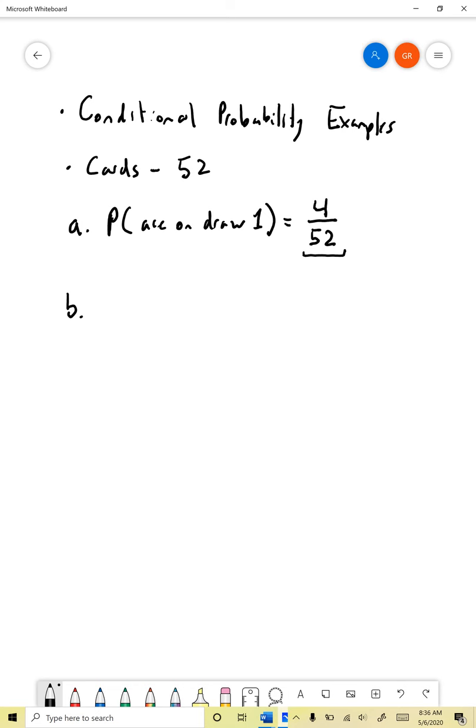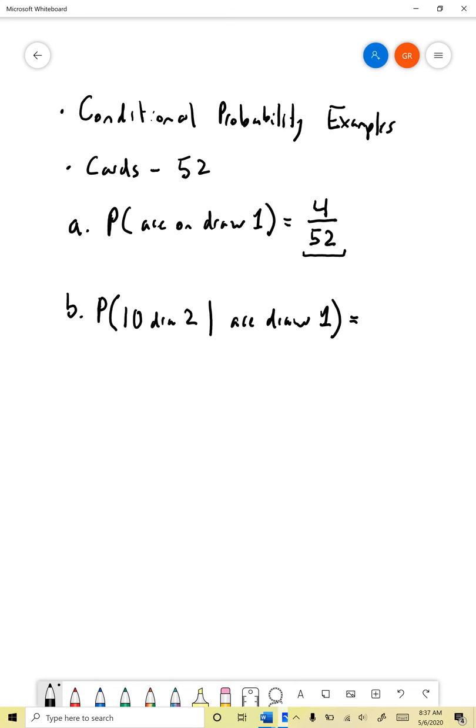Next question we want to ask is a question about conditional probability. What's the probability that we would get a 10 on draw 2, given that we get an ace on draw 1? Now again, we have some formulas for thinking about conditional probability, but let's try to assess this directly and commonsensically. So we're supposing that we've drawn an ace on draw 1. Now we're asking, what's the probability we're going to get a 10 on draw 2?